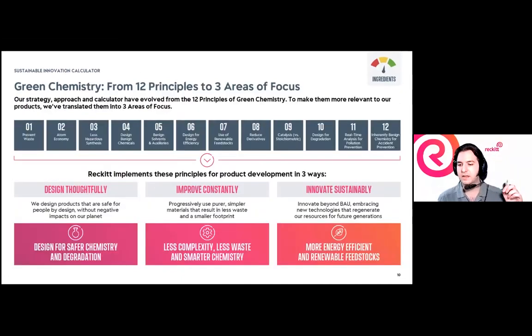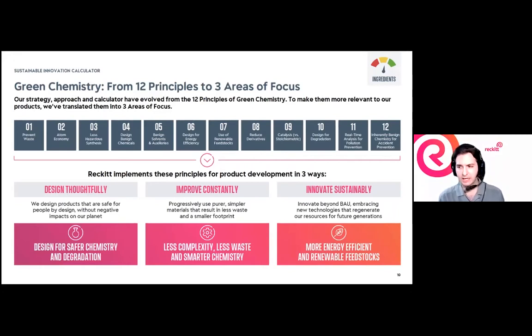Now, Reckitt doesn't manufacture chemicals. We are a product formulator and a manufacturer. So we had to look at the principles of green chemistry and try and implement them and adapt them to support our product developers in their formulation. And the way that we've done this is combine them essentially into three pillars. The first one is around thoughtful design, making sure that our products are safe by design, but also don't have a negative impact on the environment. So this is around safer chemistry, design for degradation.